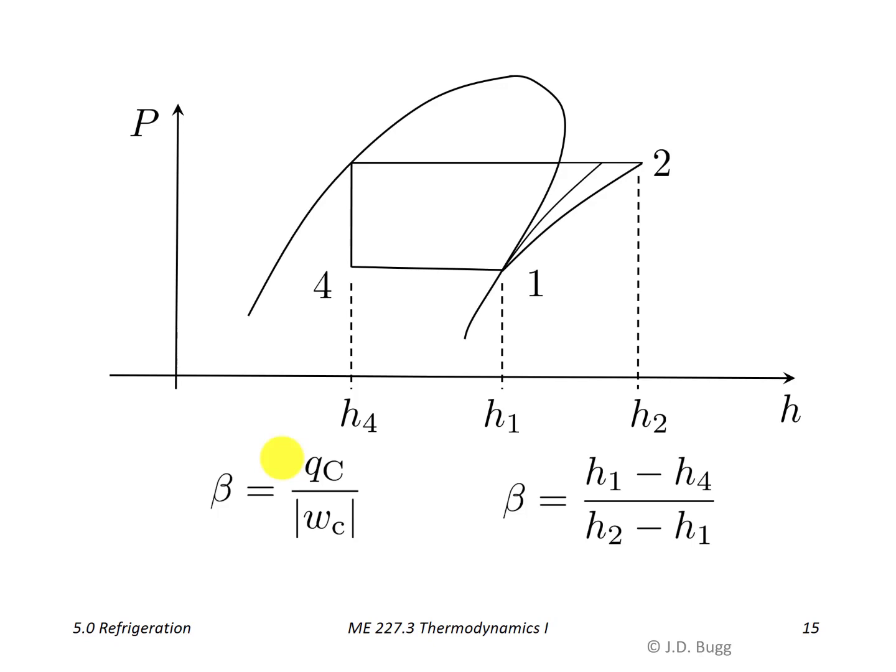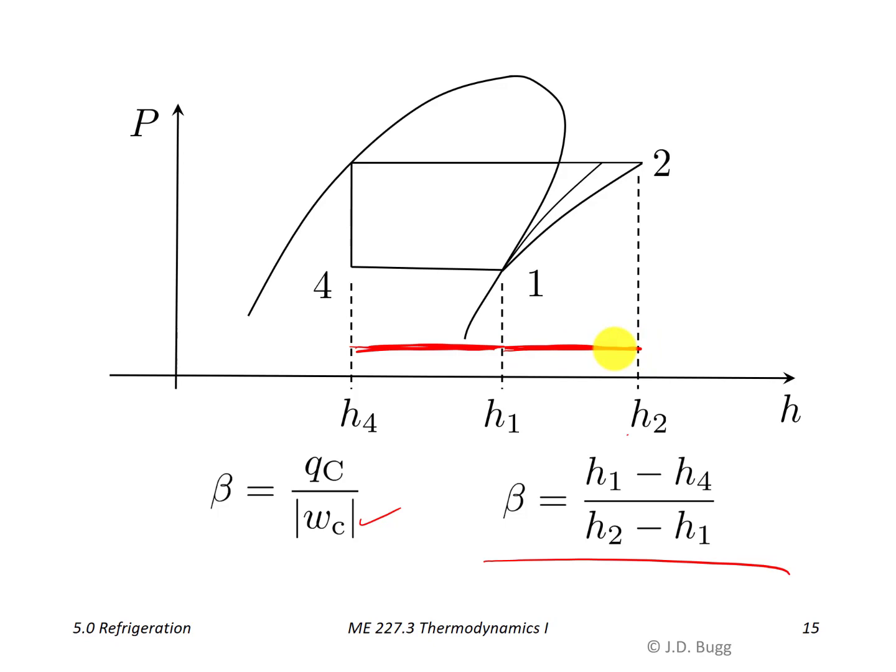Another thing that we can do directly off the pH diagram is see the coefficient of performance, because coefficient of performance is QC over WC. Well, that's H1 minus H4 divided by H2 minus H1. So let's look at our pH diagram and see where those come from. So there's these 3 values of enthalpy that we can read by dropping straight down. This is our compressor work, that's the denominator, H1 minus H2, and this is our refrigeration effect. So the ratio of this line divided by this line is the coefficient of performance.